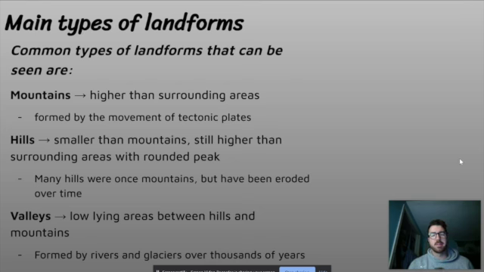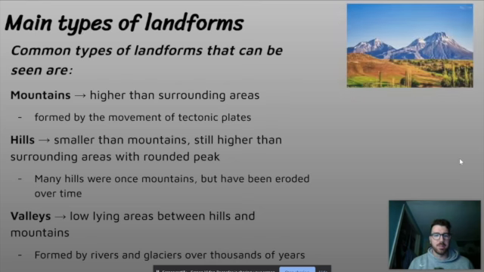Some common types of landforms that you may see are mountains. Mountains are higher than surrounding areas, and they're formed by movements of tectonic plates. Like we talked about in class, tectonic plates will push together, and then they'll create these ridges where they push together, which then become mountains. So mountains are higher than the surrounding areas.